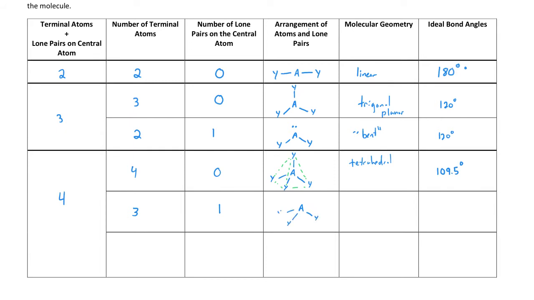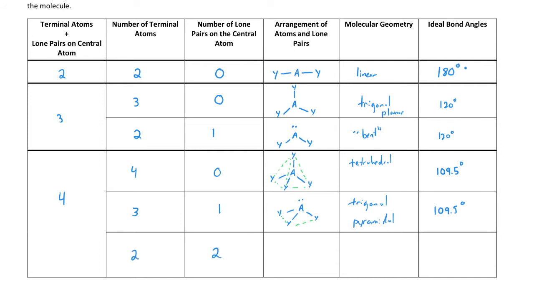We could also have the situation where one of those Y atoms is not an atom. It's actually a lone pair of electrons. So we have 3 atoms and 1 lone pair. This is like a pyramid with the top cut off. We call this a trigonal pyramid or trigonal pyramidal. And the bond angles here haven't changed, right? We're just replacing one of the atoms with a lone pair. So the bond angles are still 109.5 degrees.